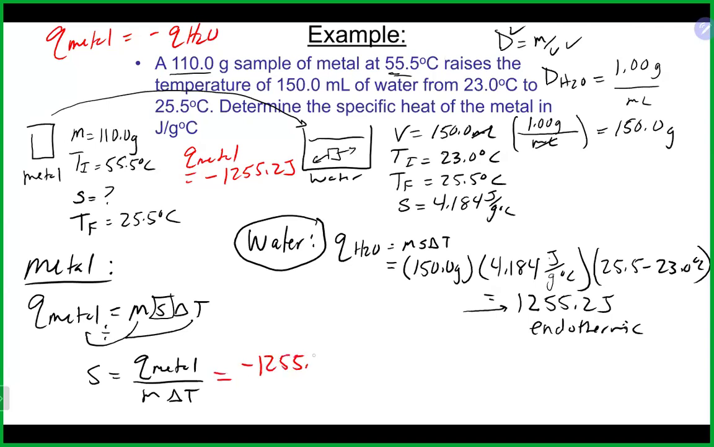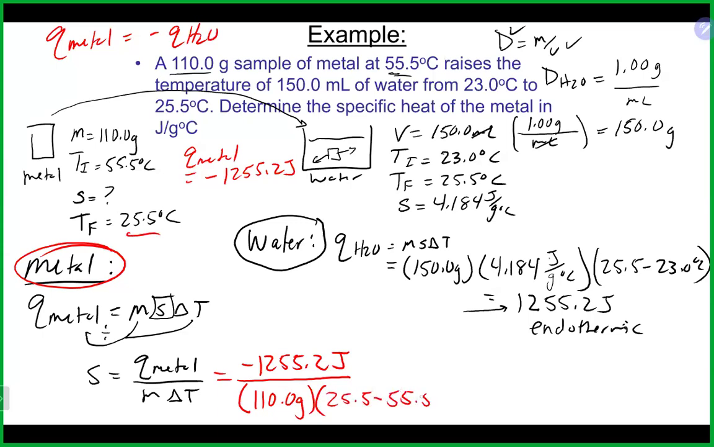So negative 1255.2. Once again, I'm not rounding until the end here since we're continuing on with the calculation. The mass here for the metal, and this is why we now want to use the metal because we're doing our calculation for the metal, 110 grams. And once again, final temperature minus initial. So final temperature 25.5 minus 55.5 degrees Celsius. Once again, that's going to provide us that negative number we need to cancel out the negative number that's up on top to turn it into a positive number.